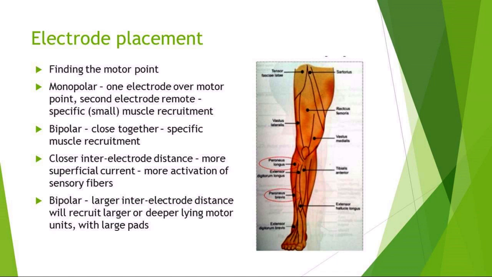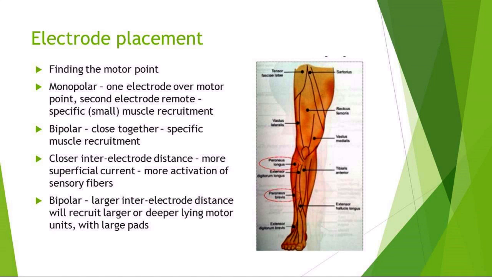There are some maps for motor points for specific muscles, and this is a picture of one of them. But do people's bodies always follow these diagrams? No, they don't. So take-home message, you might have to move your electrodes if you're not getting a good contraction. Monopolar is one electrode over a motor point, and the second electrode is on a remote area. That's just to complete the circuit. And that's when you want specific small muscle recruitment. Bipolar, they're closer together. We're trying to get a specific muscle to recruit.